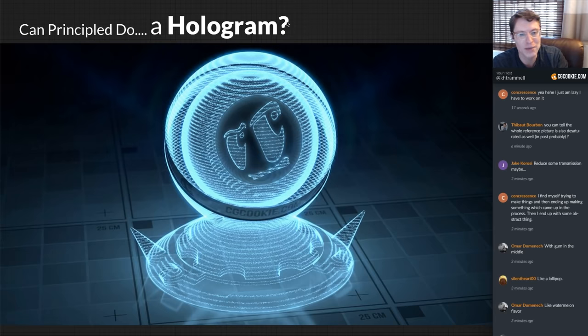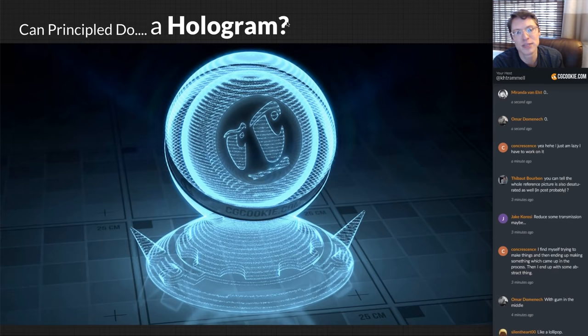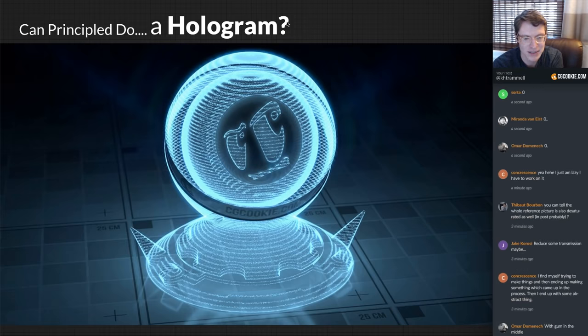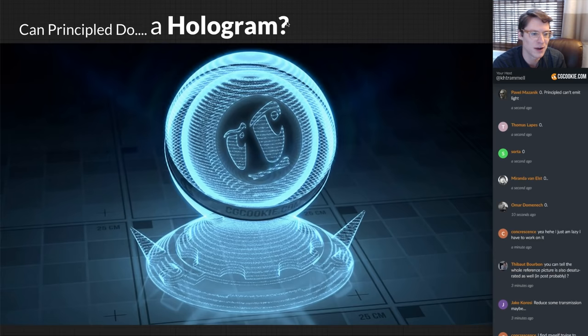So, a hologram. This is a Star Wars type effect. I would consider it realistic in that you see it in sci-fi films fairly often. It's kind of accepted that probably one day it's going to happen and it's going to look like this. So I count this as in the realm of at least believability. If you think that Principled can achieve this effect by itself, press 1. And if you think it cannot, press 0.